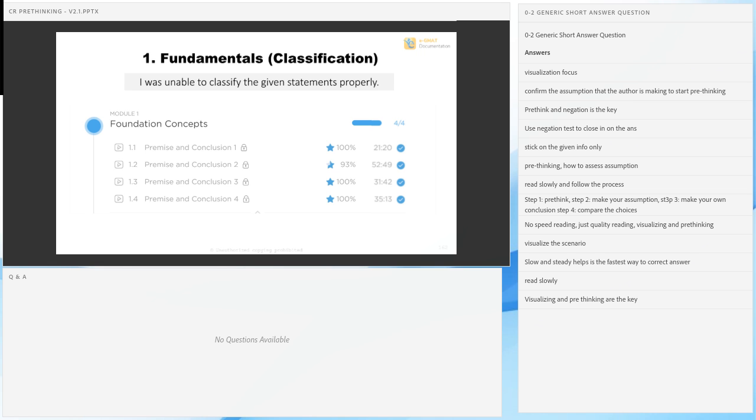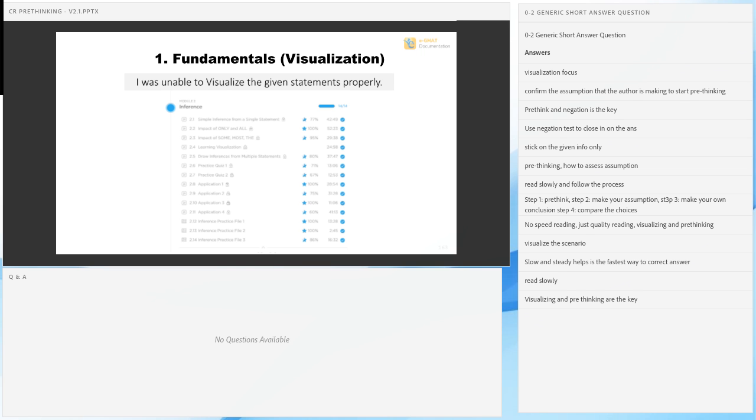If you're an e-GMAT student, make sure you go through the premise and conclusion modules. You can really see it's about 2 hours of content in premise and conclusion. If you want to learn how to visualize statements, one of our most comprehensive modules is our inference module. This module teaches you how to visualize information. That's really, really relevant overall, because without this, you won't be able to do this.